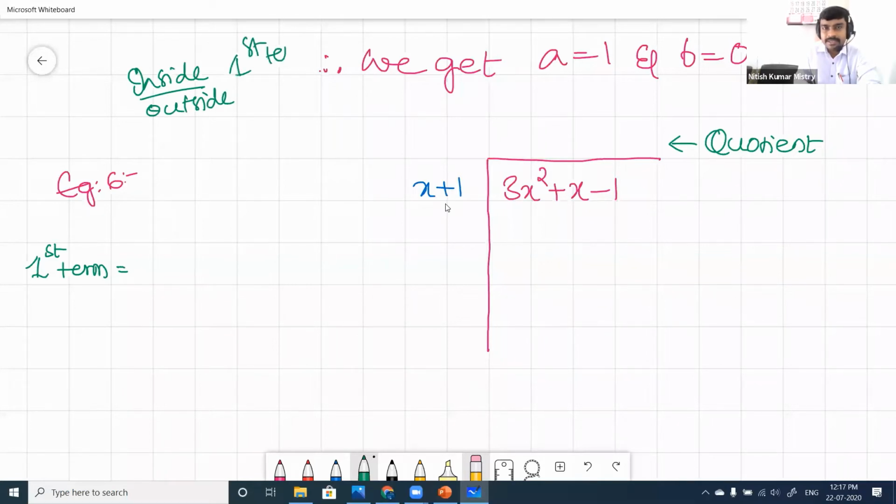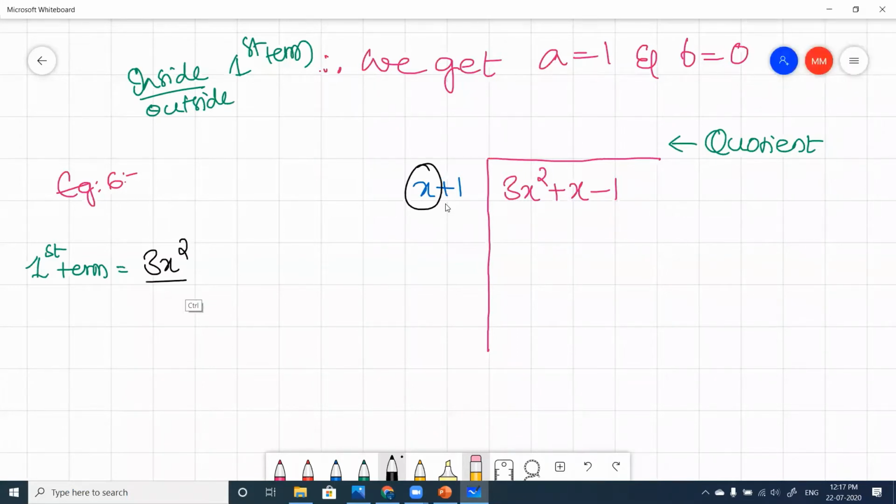That means if you want the terms of the quotient, every time you have to divide the inside first term by the outside first term. Why we should do this? I'll tell you, just a minute. Let me do it first, right? What is the inside first term presently? It is 3x square. So I'm doing 3x square by the outside first term. What is the outside first term?